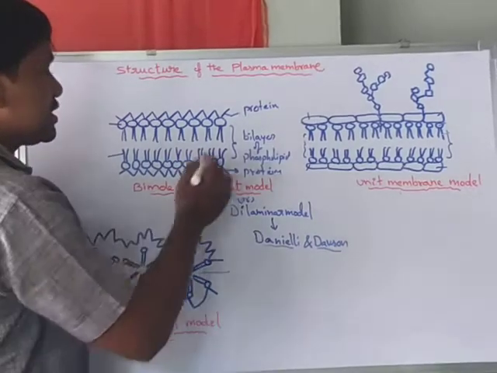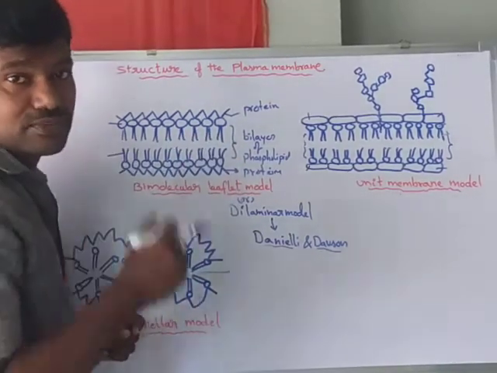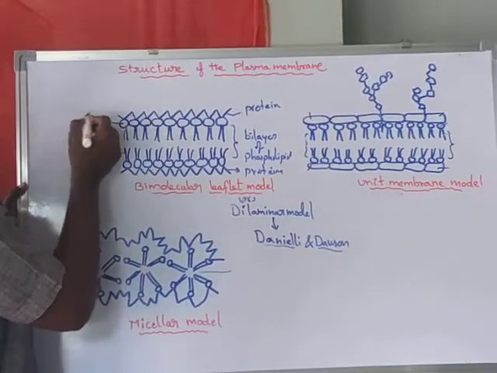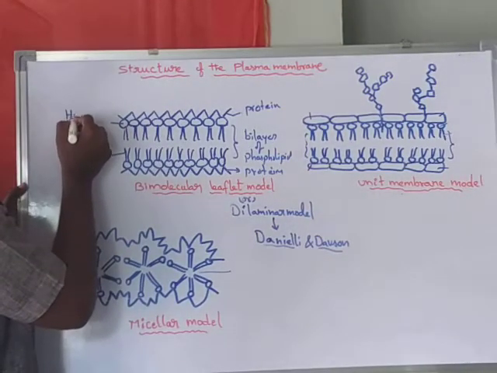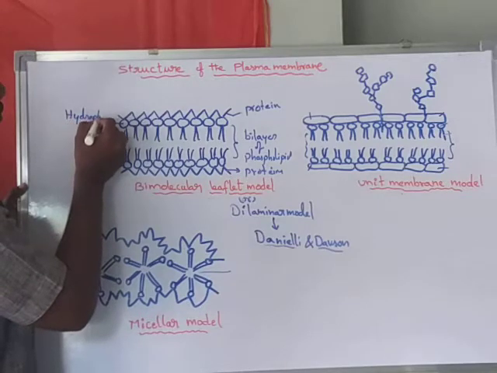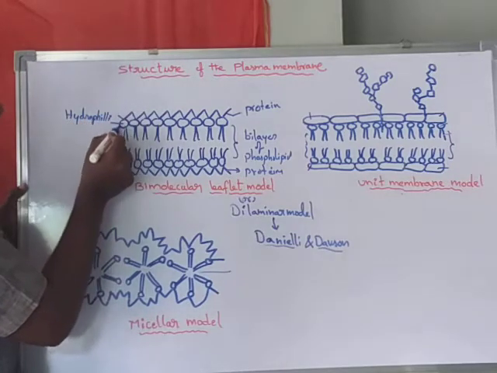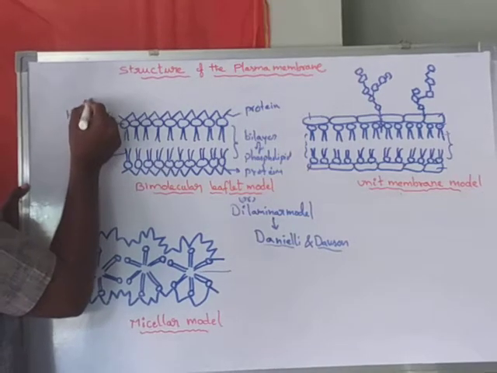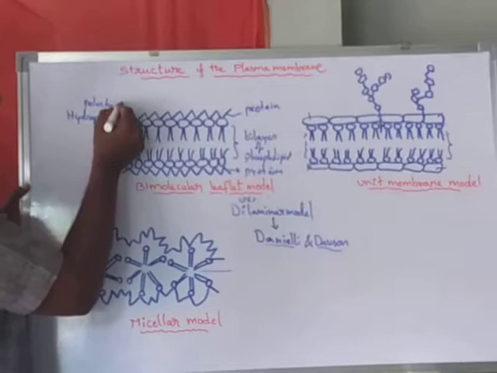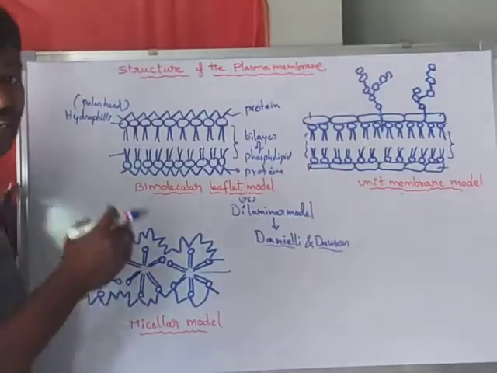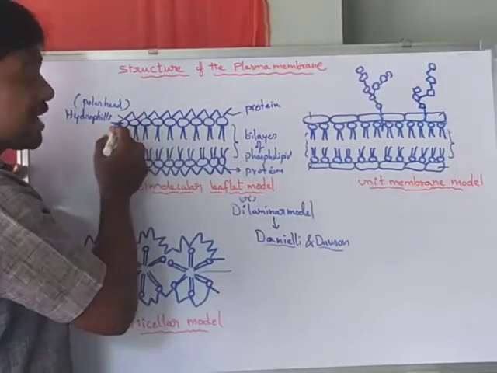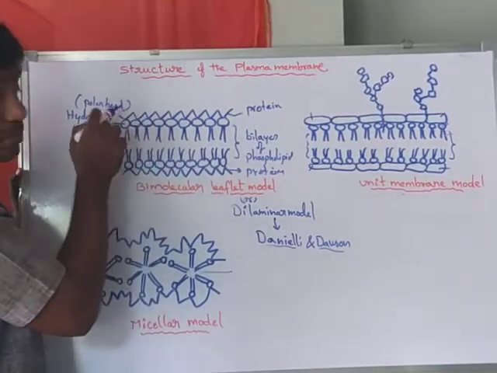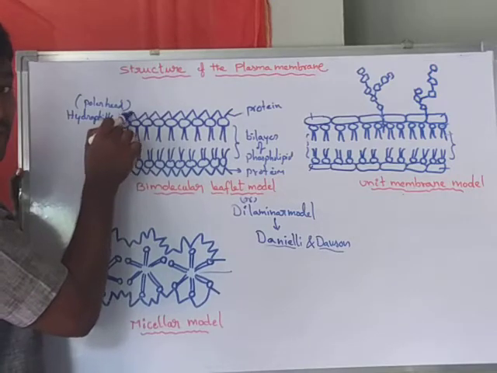Generally, if you take one phospholipid, you know that the phospholipid has two parts. One is the hydrophilic part, also called the polar head, which attracts the water molecules. The polar head is present towards the periphery and associates with the protein molecules.